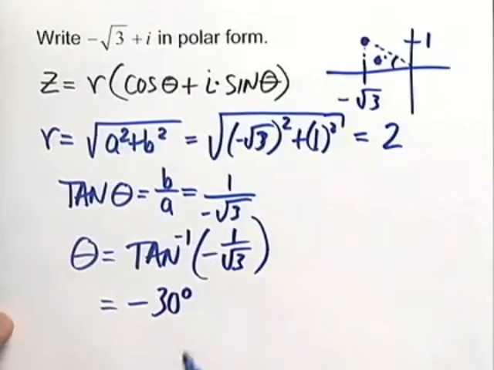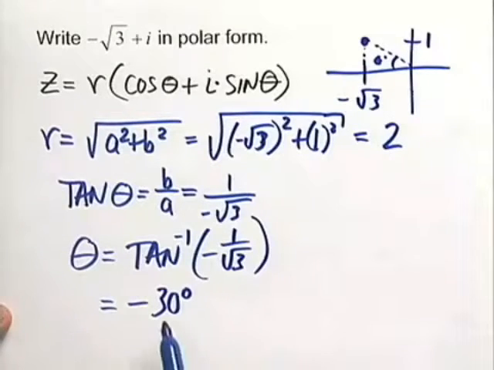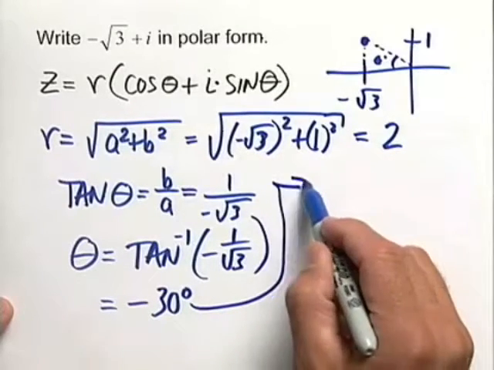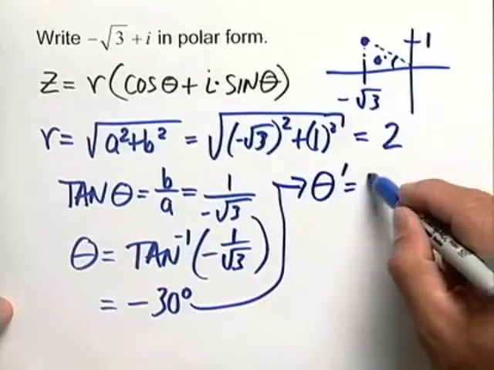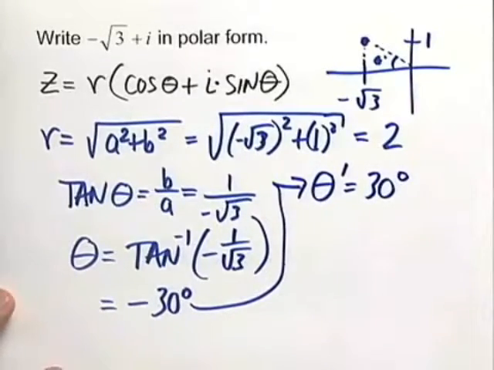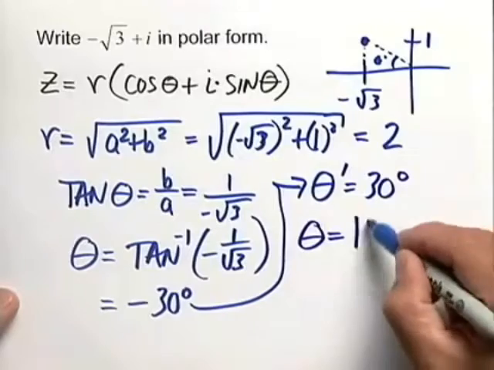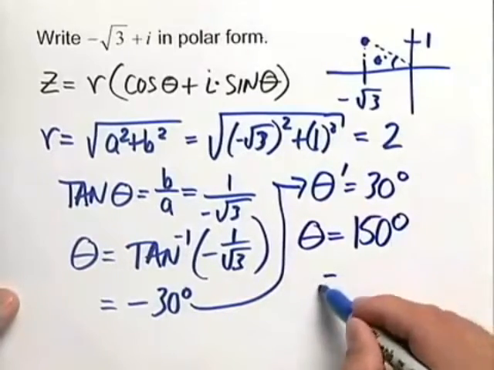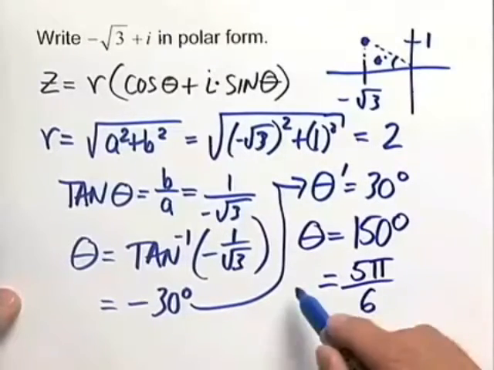And most often, if your calculator is in degree mode, you're going to come up with a number of negative 30 degrees. Now that doesn't make much sense here since we're in quadrant 2, so let's find the reference angle for that. We know that theta prime, as I have written here, is equal to 30 degrees. And so in the second quadrant, we come up with an angle theta equaling 150 degrees. And writing that in terms of radians, we would have 5 pi over 6 radians.